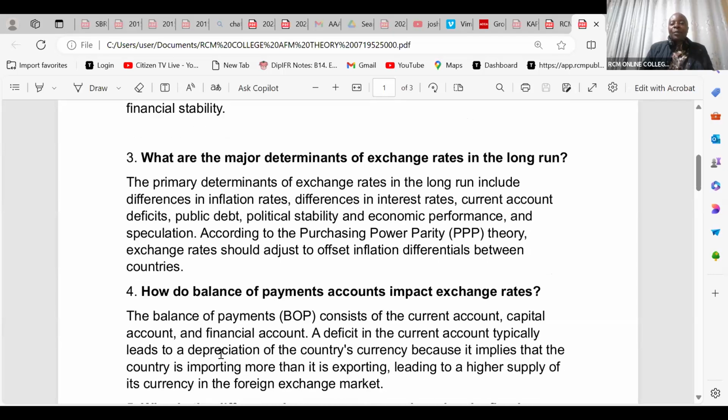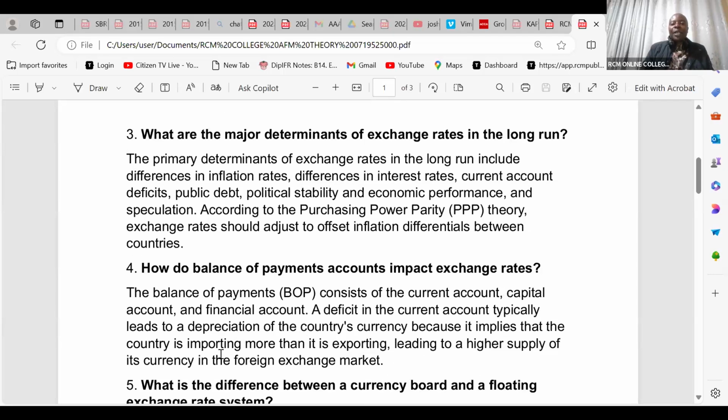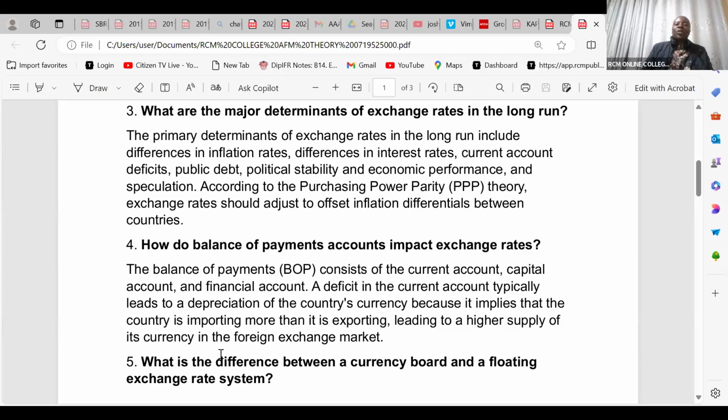How do balance of payments accounts impact exchange rates? Ladies and gentlemen, remember, in the balance of payments, we are looking at exports and imports. If you are a net importer, if you have a deficit in the current account, this will automatically lead to a depreciation of the country's currency, because it implies that the country is importing more than it is exporting, leading to a higher supply of its currency in the foreign exchange market. I hope, ladies and gentlemen, that is clear.